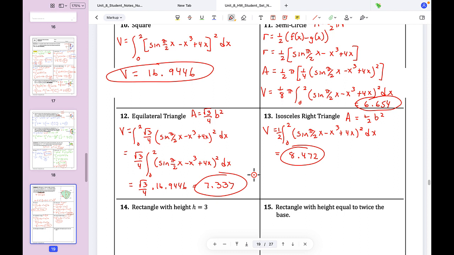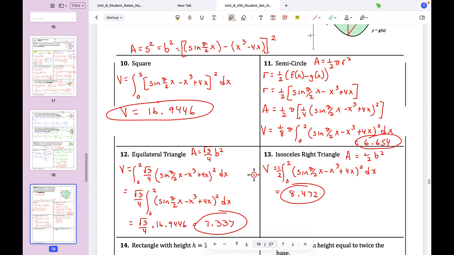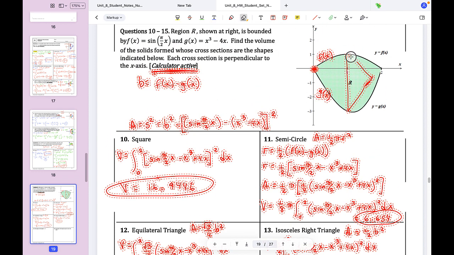Okay, got to find the area formula, and then we have to figure out the base. Okay, number 14. This time we've got a rectangle with a height of 3. All right, a little bit different now. Rectangle with a height of 3.